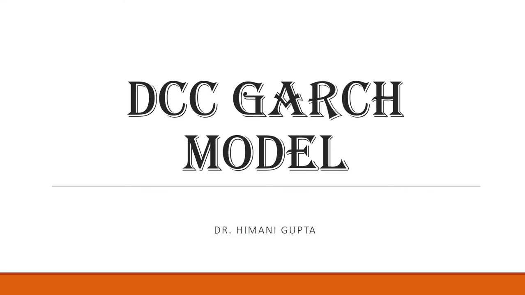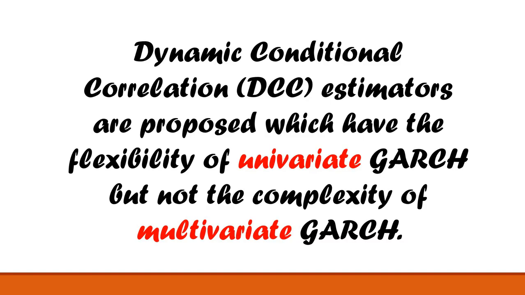Hello everyone. Today in this lecture we are going to learn about the dynamic conditional correlation GARCH model, which is commonly known as the DCC GARCH model. Dynamic conditional correlation estimators are proposed which have the flexibility of univariate GARCH but not the complexity of multivariate GARCH.